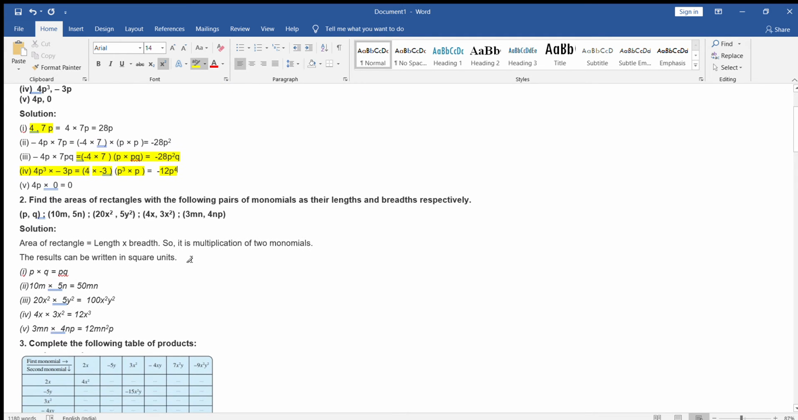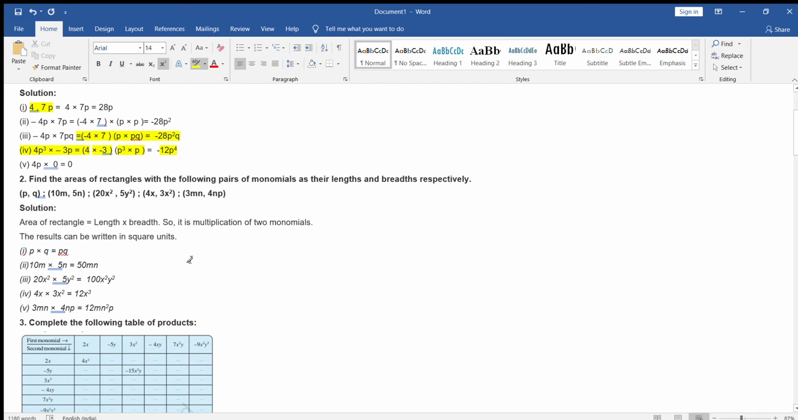Now see the second question. In the second question, we have to find the area. Two terms are given to us, and the formula for area is L into B, length into width. So one term we assume as L and another as B. For the first one, when we multiply p and q, the result will be pq. In the second part, 10 multiplied by 5 gives 50, and m multiplied by n gives mn.